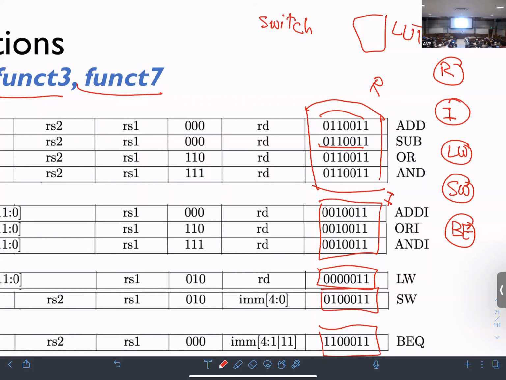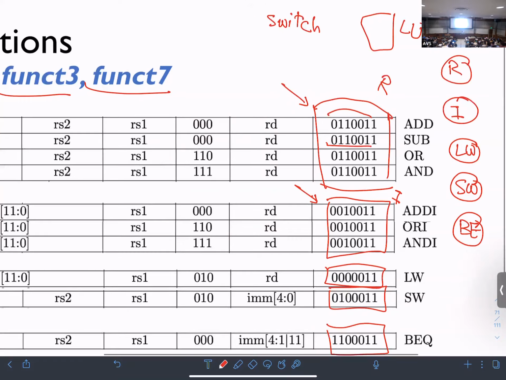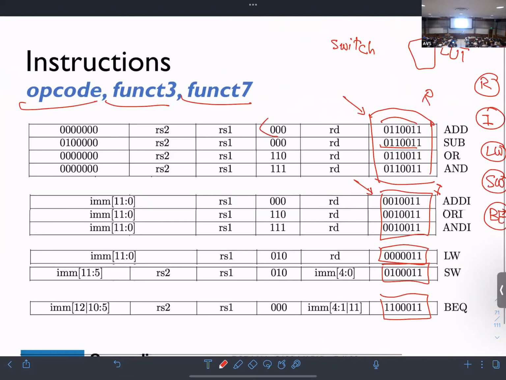Now we have the problem that all these 4 R-type instructions, or all these 3 I-type instructions, have exactly the same opcode. So how do we distinguish between them? That's where we use func3 and func7. The reason we need both of these is that I'm only showing 4 here, but in reality, the number of R-type instructions is more than 4. So we need multiple bits in order to distinguish between them.